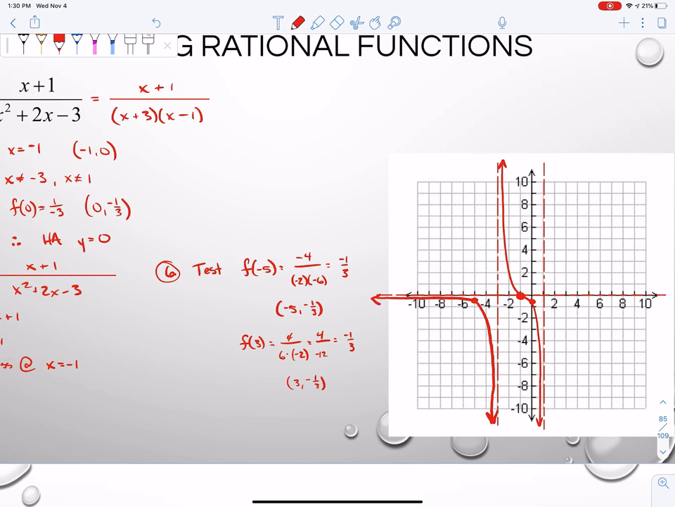Let me look here for a second, because I was thinking that that shouldn't be, or I did the other one incorrect. Oh, yep, I did make a mistake there. This should be a positive 2, all right, which makes this a positive 1/3.